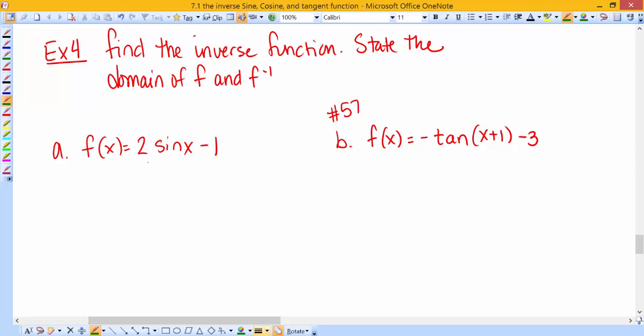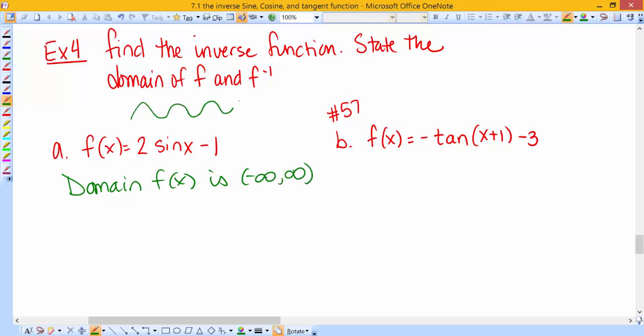So let's state the domain of the original. Please look back at your notes from chapter 6 if you need to, but I did go over this in the video for the first part of 7.1. Sine. The domain for sine. So the domain for f of x is negative infinity to infinity. Your sine graph goes on forever. Negative infinity to infinity. So that part's done. Now we need to find the inverse, so then we can find the domain of the inverse function.